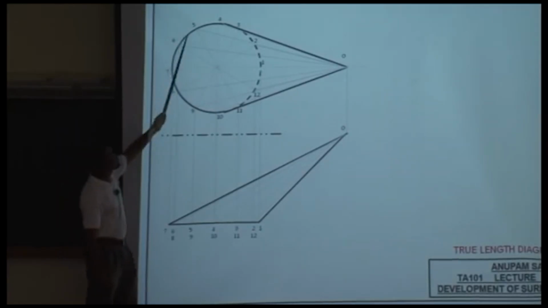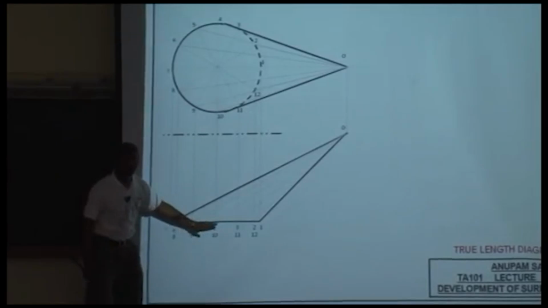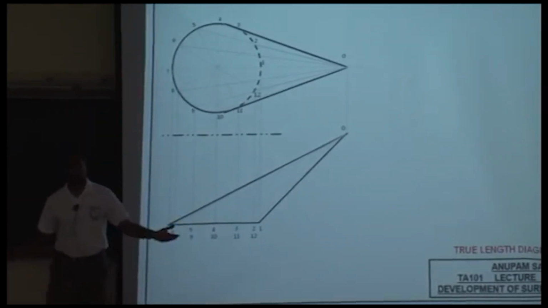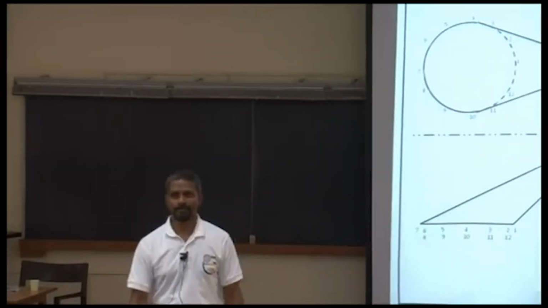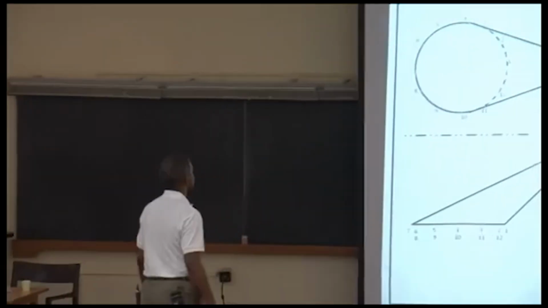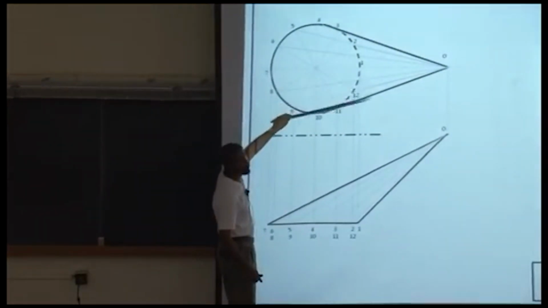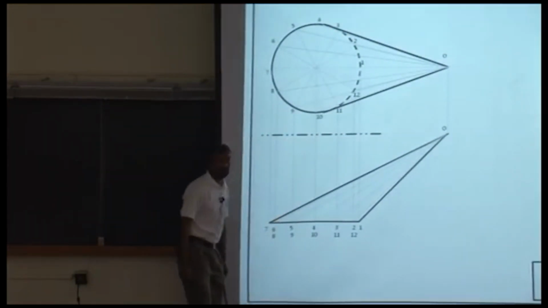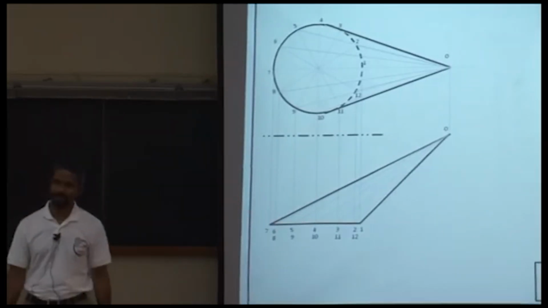In fact, all these line segments joining these vertices will be in true length because the corresponding projections in the front view are all horizontal. Right? Step 1 is clear. Step 2: how do we figure out the true lengths of 0,1, 0,2, 0,3 up till 0,12 is what the question is. And for that, we need the true length diagram.